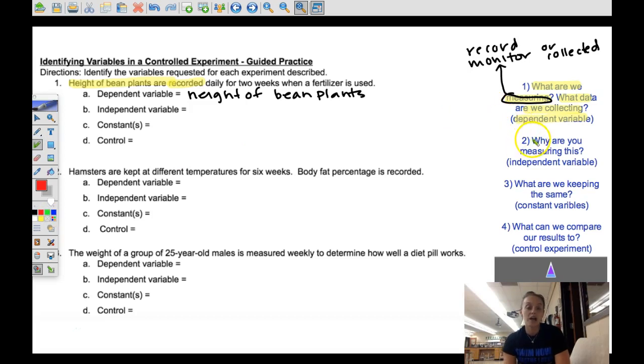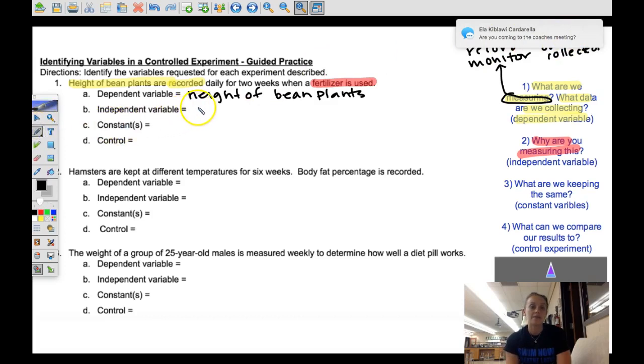The next question I'm going to be asking myself is, why am I measuring this? What am I doing in this pretend experiment that I would care about the height of the bean plants? So after rereading my experiment, I see that the height of the bean plants is recorded daily for 2 weeks when a fertilizer is used. So it appears that I'm adding a fertilizer. So that would be my independent variable.